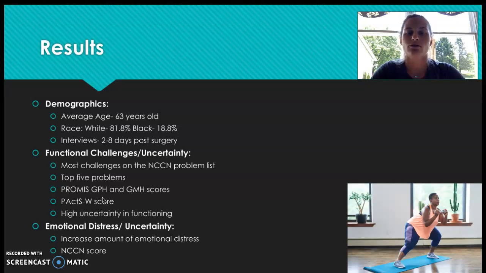Also, another big result found within this research study was the emotional distress and the uncertainty. Many women being diagnosed with ovarian cancer increased their amount of emotional distress by a lot. Also, the NCCN score had a mean of 6.0. This also indicated moderate distress levels at the time of the interview within the women.